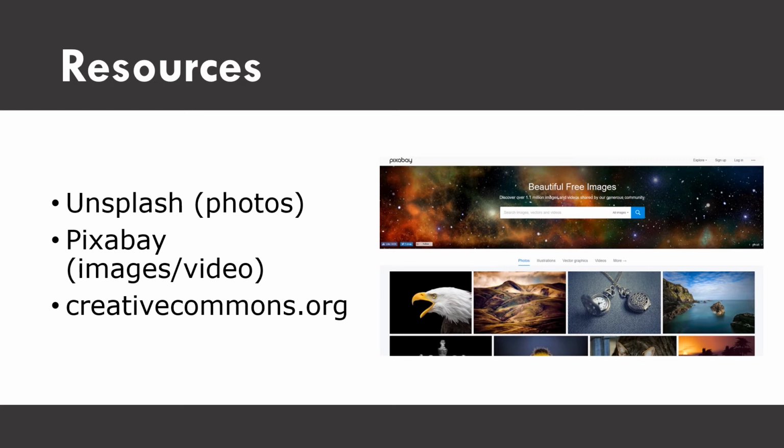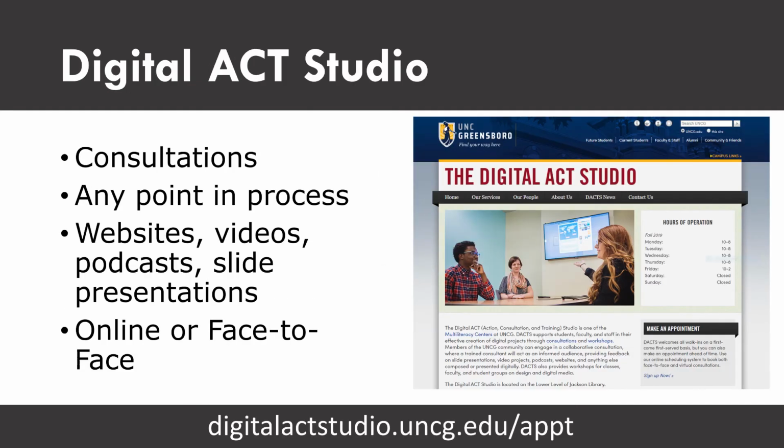You can also check out creativecommons.org, which has a search function on it to help you find permissively licensed media. At UNCG, there's also plenty of help for you. Another resource that you can avail yourself of is the Digital ACT Studio, which is like the Writing Center, but for digital projects. You can schedule an online consultation to get feedback on whatever project you have.